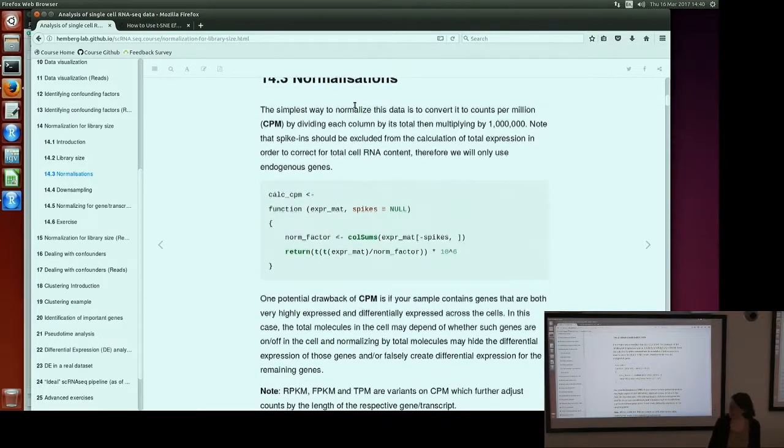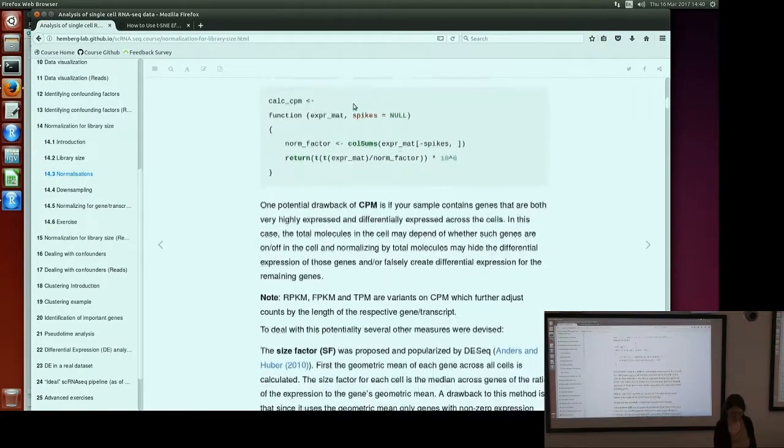So the simplest one is counts per million, which you've been just talking about a bit already, where we basically take the total number of molecules you have for each cell, divide the column by that, and then multiply by 1 million to get the counts per million.